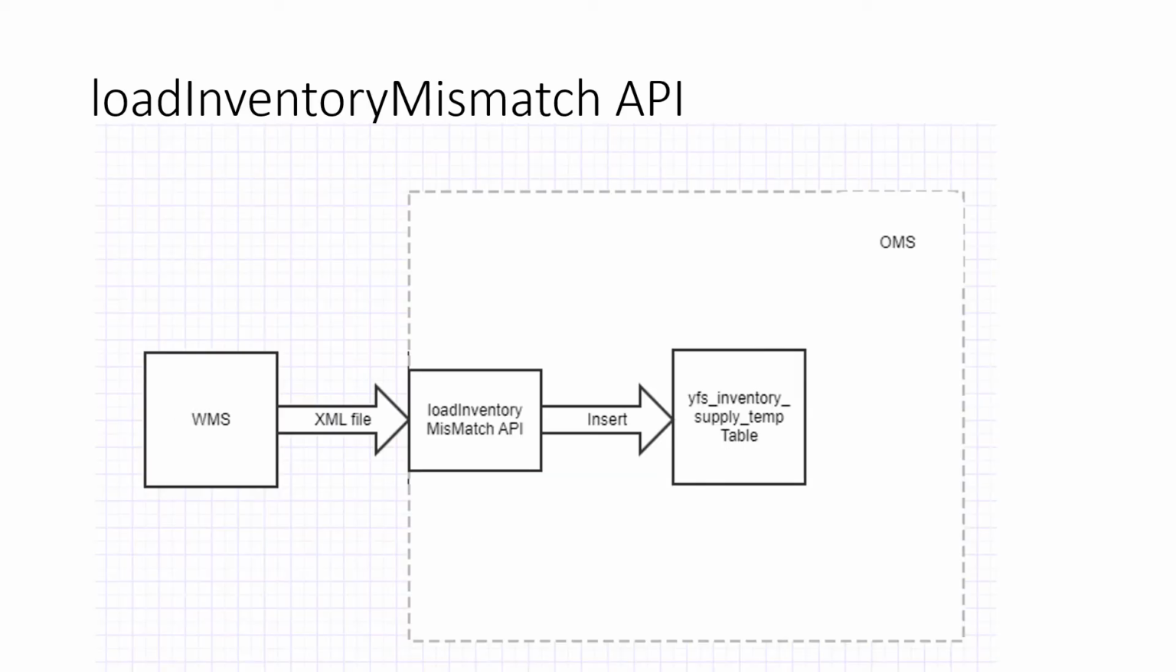So this is how the loadInventoryMismatch API will work: the WMS will drop an XML file into some folder location, and this file will contain the inventory information of WMS. This file will be picked up by the OMS, and the loadInventoryMismatch API will get the inventory information from this file and insert that information in the YFS_INVENTORY_SUPPLY_TEMP table.